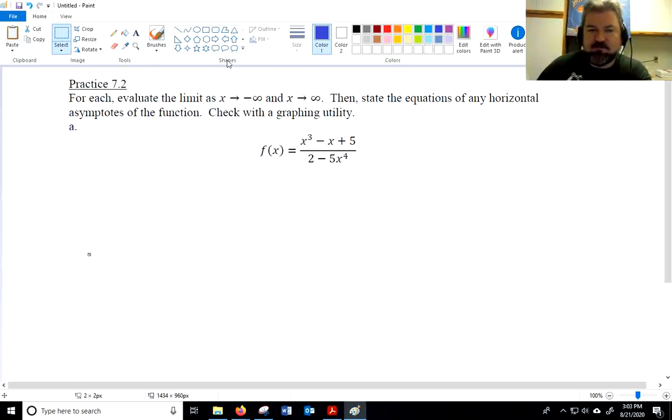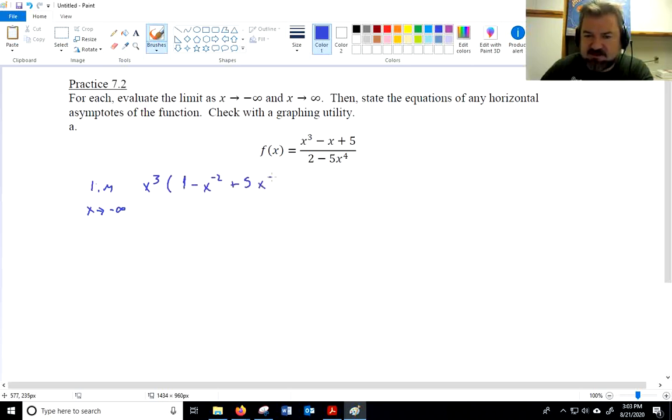All right, we got x on top and bottom. There's no chance that we can just plug in. It's always going to be some kind of infinity over infinity, so we need to do some work. I need to factor out the highest exponent since I'm doing a limit at infinity. You get x cubed. That becomes 1 minus x to the negative 2 plus 5x to the negative 3 over... All right, we're factoring out an x to the 4 on the bottom here, so I'll pull out x to the 4th, and then I have 2x to the negative 4 minus 5.